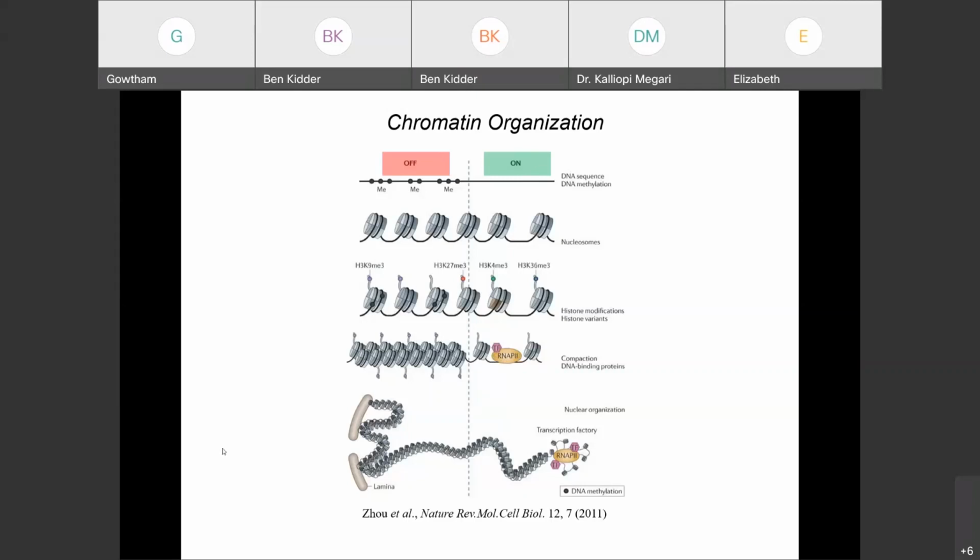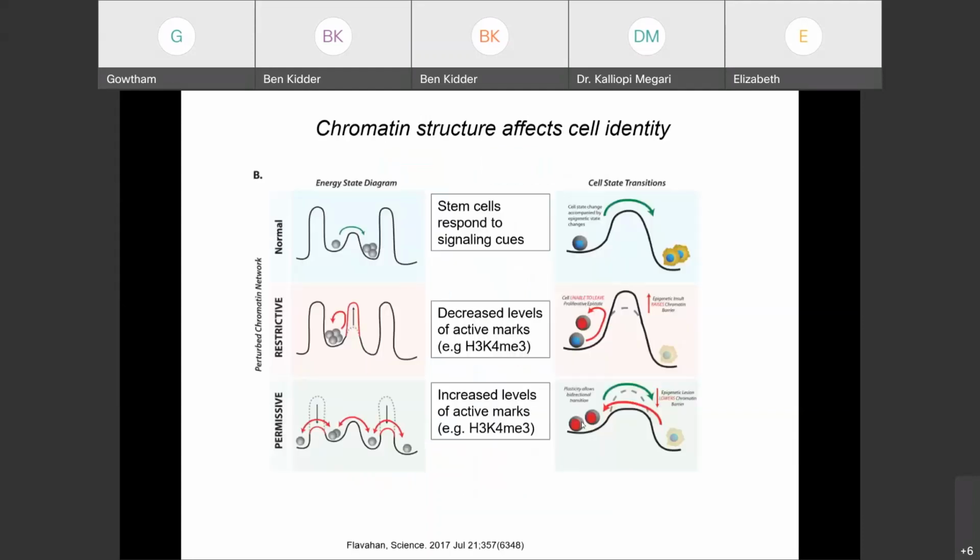Beyond that, the subnuclear localization of chromatin is associated with activity or inactivity. If chromatin is associated with the nuclear lamina, it tends to be more transcriptionally silent and repressed, whereas if it's more centrally located, it can be more active and transcribed. Chromatin networks reinforce cell states and affect the cell's responsiveness to signals. For example, in a normal cell, stem cells can transition from one cell state to another because they're able to appropriately respond to specific signaling cues.